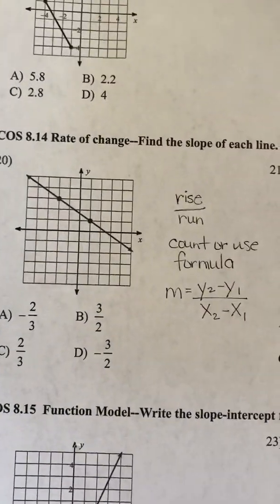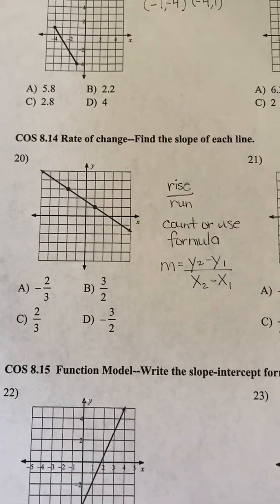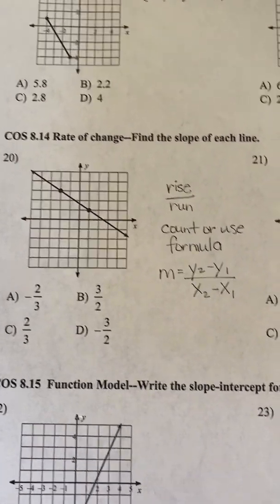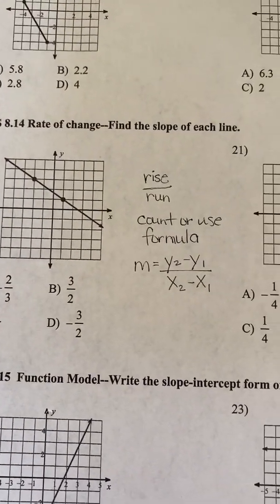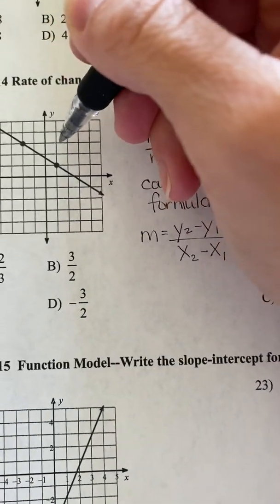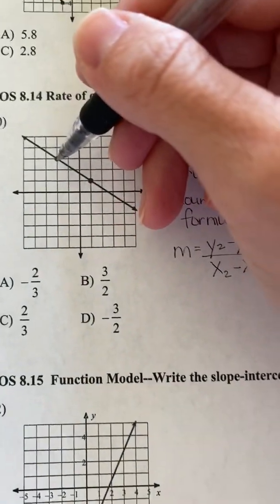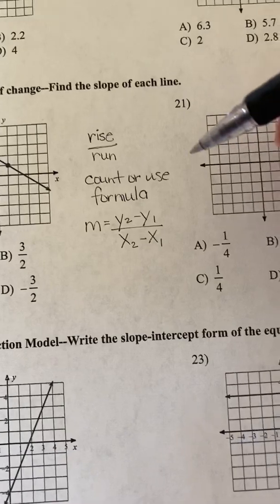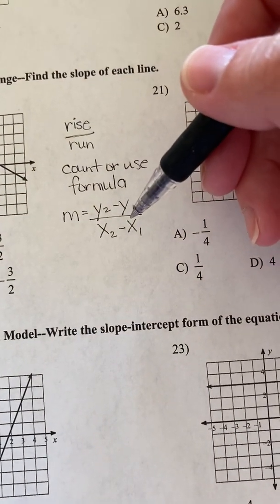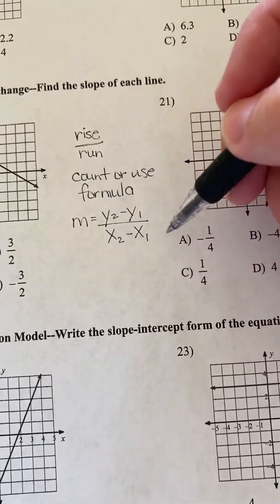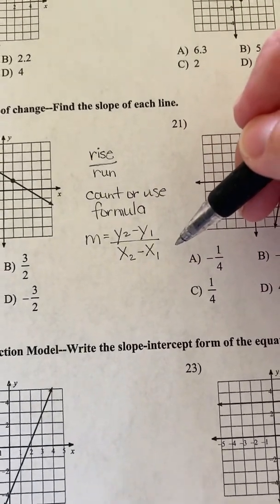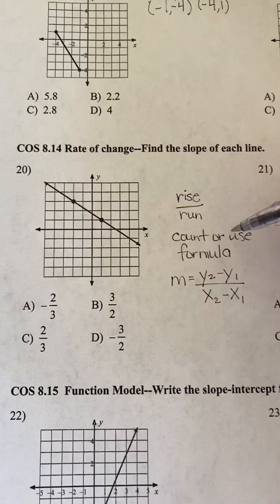Number 20 and 21 is talking about the rate of change, which is finding the slope. The easiest way to find the slope in 20 and 21 is to do rise over run and just count. Count how many you have to go up and how many you have to go over to get to the next point. However, you could use the formula, which we went over in class, m equals y2 minus y1 over x2 minus x1. But usually y'all want to do the easier thing, so I would probably just count.